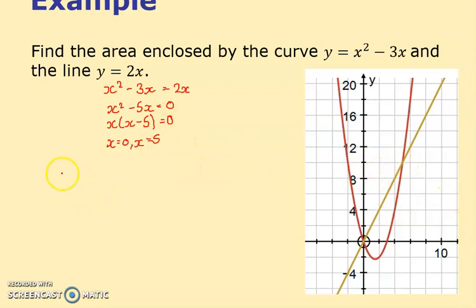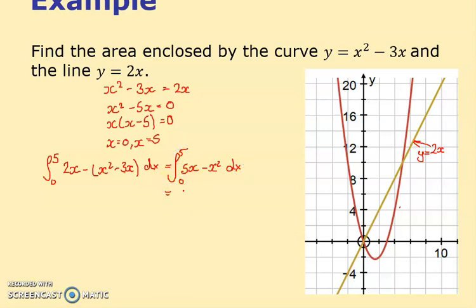So if I find this area, it's the integral from 0 to 5 of top curve. What's the top curve? Well, this is my top curve actually. It's 2x. And this is my other curve, my bottom curve. So I'm going to do 2x minus (x squared minus 3x) dx. And if I do that, I get 2x minus minus, I get 5x minus x squared dx, again between 0 and 5.